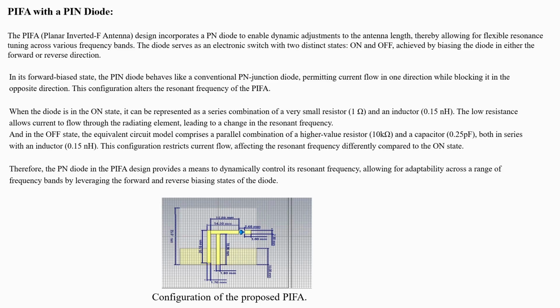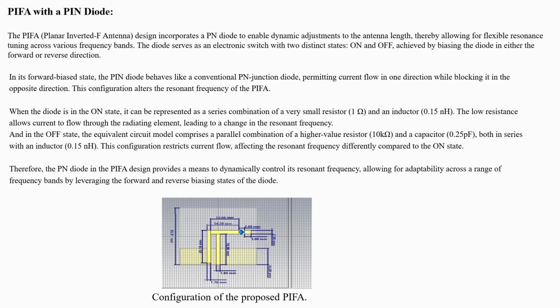The diode serves as an electric switch with two distinct states, on and off, achieved by biasing the diode in either forward or reverse direction. In the forward bias state, the PN diode behaves like a conventional PN junction diode, permitting current flow in one direction while blocking it in the opposite direction. This configuration alters the resonant frequency of the PIFA.